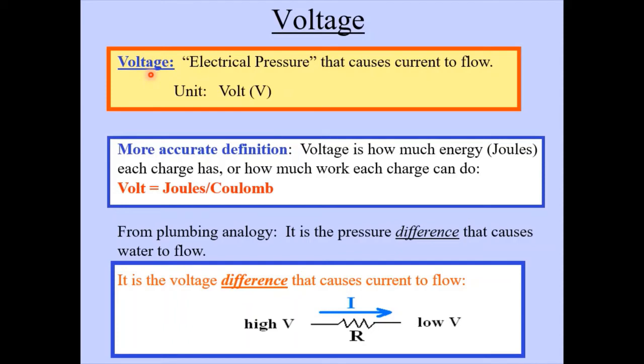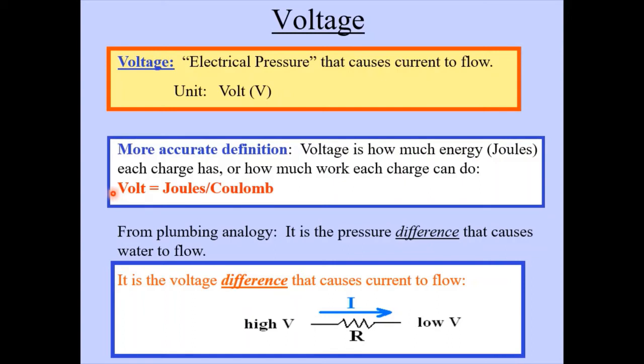For example, your car battery is 12 volts. A AA battery or AAA battery that you might put in a remote control is 1.5 volts. But this voltage acts like an electrical pressure that pushes the electric charges and causes them to flow in the circuit. So voltage is measured in volts, and volts are abbreviated with the letter V. The more precise definition of voltage is how much energy in joules each charge has, or how much work each charge can do. So a volt is technically defined as a joule per coulomb. So it's sort of the amount of energy per charge.